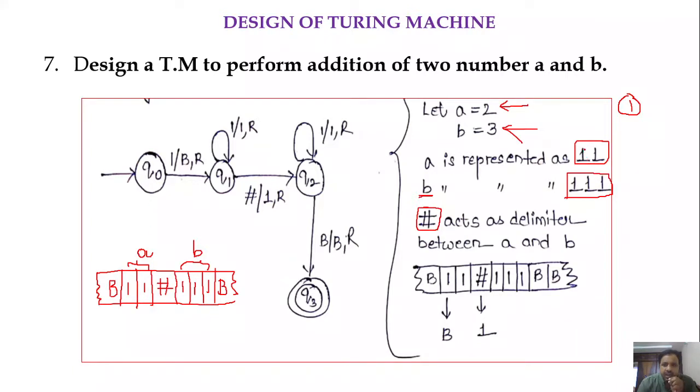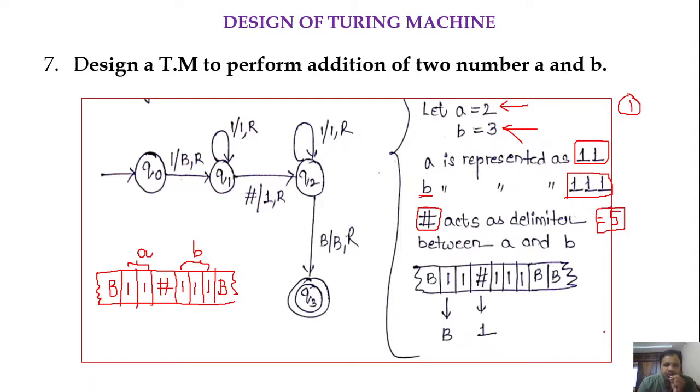Now, how do we perform the addition? To perform the addition, we will count the number of ones. The addition result will be 5. To get 5, we have to count the number of ones, so we have to convert 1 1 hash 1 1 1 into 5 ones, so that the result will be 5 for this given input.